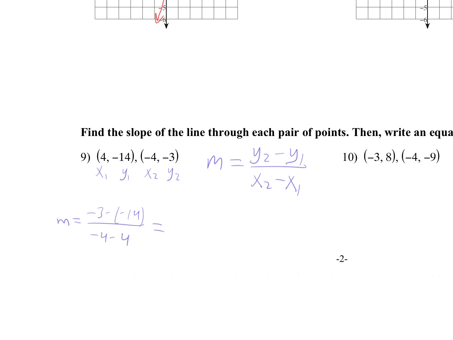On the top, minus a negative is going to make a big plus. All right, so we have -3 plus 14 is going to get you 11. And then on the bottom, -4 minus 4 is going to get you -8. So this is your slope. Can't simplify it or anything, so you just leave it alone. This is your slope.